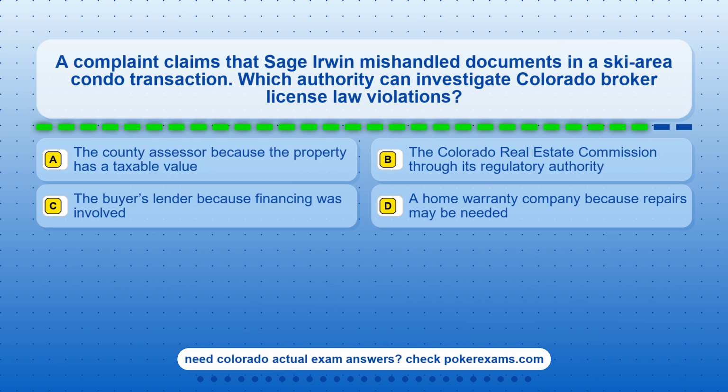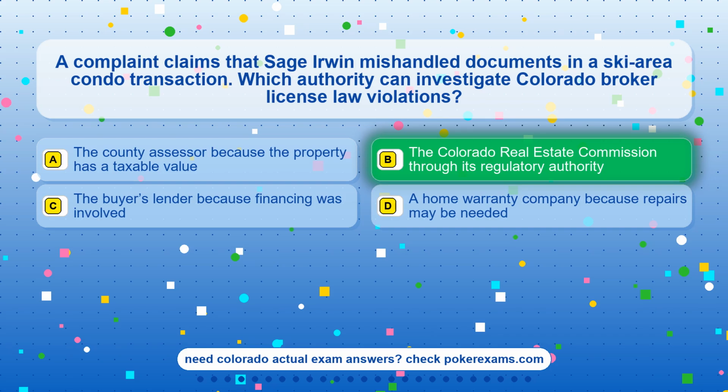Question 3. A complaint claims that Sage Irwin mishandled documents in a ski-area condo transaction. Which authority can investigate Colorado broker license law violations? Option A. The county assessor because the property has a taxable value. Option B. The Colorado Real Estate Commission through its regulatory authority. Option C. The buyer's lender because financing was involved. Option D. A home warranty company because repairs may be needed.